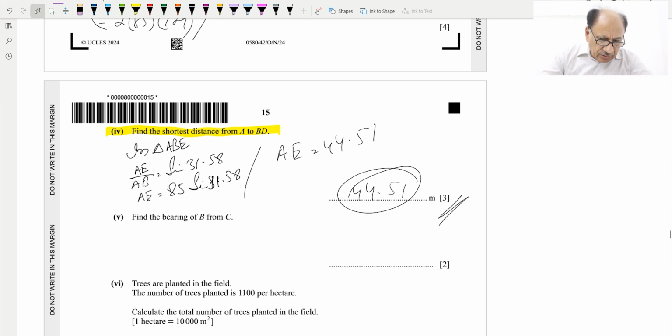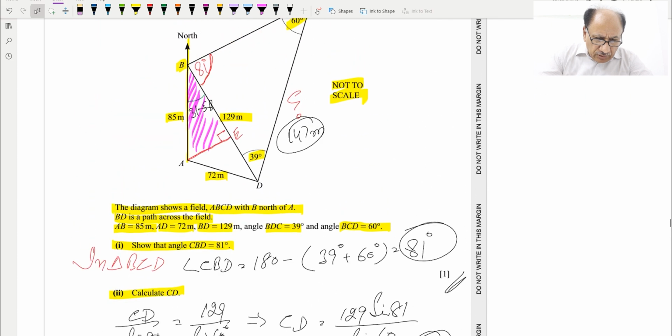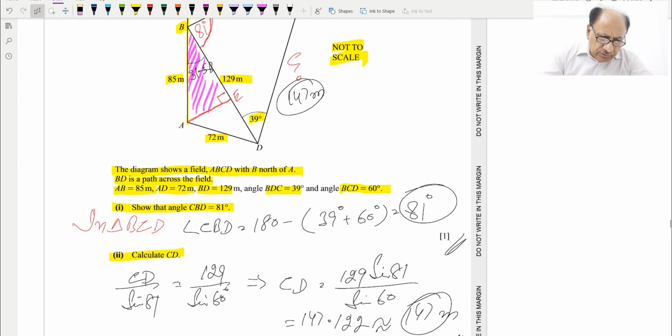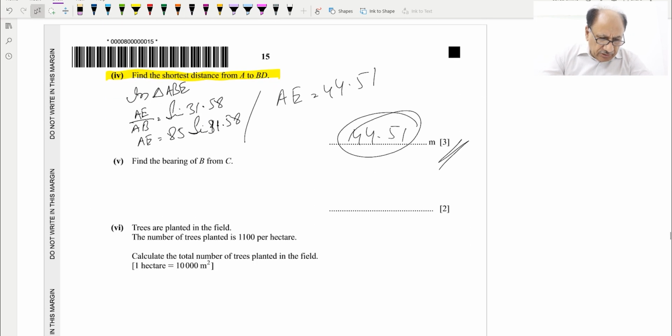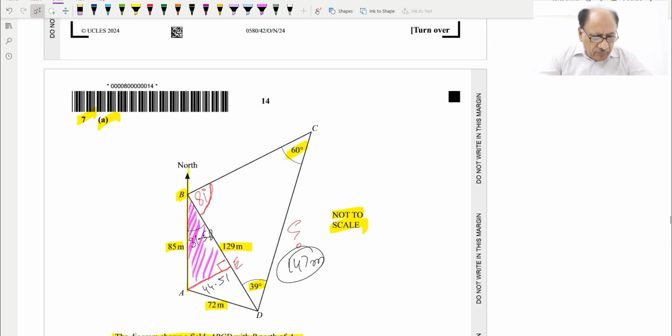Hopefully you understand this. AE also we found. I just want to copy here: 44.51 is AE. Now we can move to the next part, 5. This is saying find the bearing of B from C. Bearing of B from C is where?